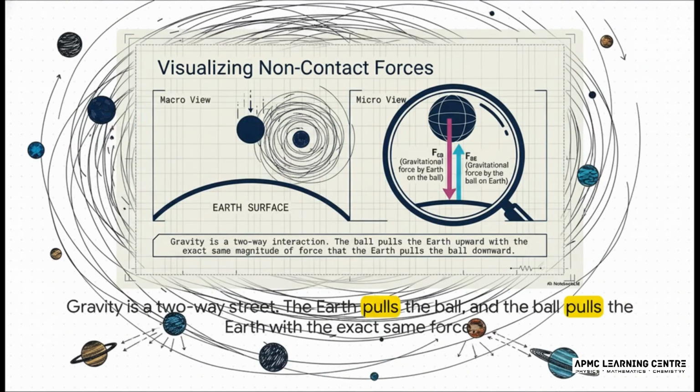And what's really cool is this same logic works even for forces that act at a distance, like gravity. It is a two-way interaction. We all know the Earth pulls the ball down, but here's the mind-bending part. The ball is also pulling the Earth up with the exact same amount of force. Now, the only reason the whole planet doesn't come flying up to meet the ball is because its mass is just astronomically bigger. But the forces themselves, a perfect identical pair.